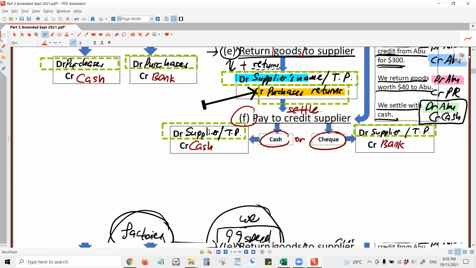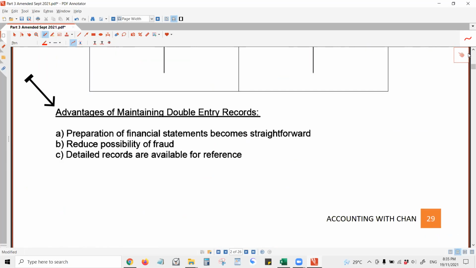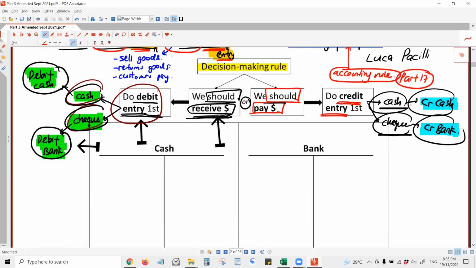That's why before I started to teach you this, I taught you about this decision-making rule. See every transaction, see whether you should receive money or make payment. If you receive money in the form of cash, debit cash. If you receive the money in the form of check, you debit bank. When it comes to payment, the other way around. If you pay with cash, you credit cash. Pay with check, you credit bank. This can help you to a large extent in determining what to debit and what to credit.